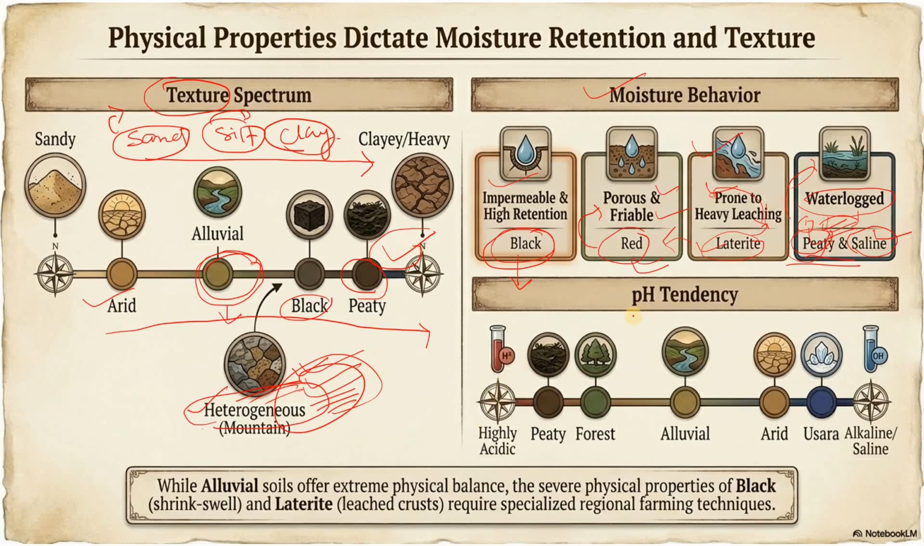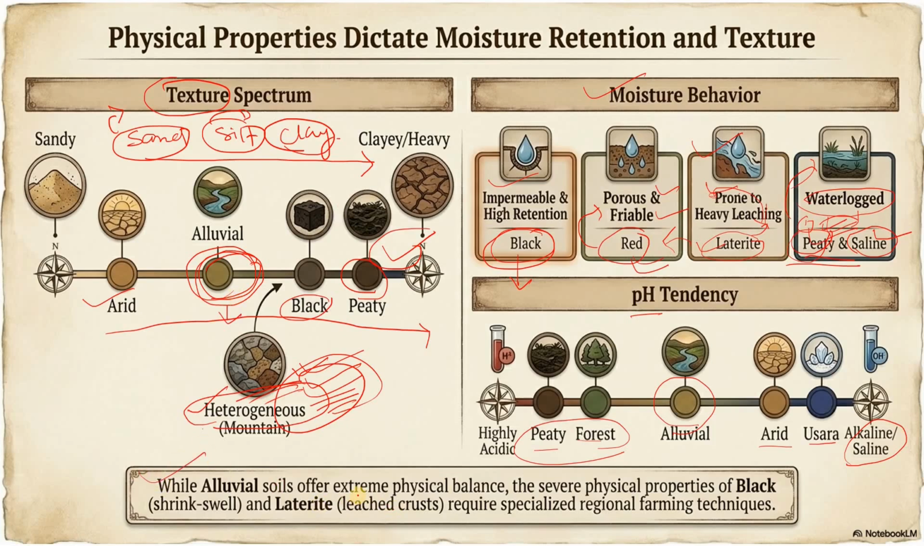Now we will see the pH tendency of the soils. The peaty soil and forest soil are very high in acidity, or acidic. The arid soil or Usara soil are alkaline in nature, they are saline in nature. And alluvial soil comes in the middle of all this. Here also alluvial soil comes in the middle. So these are the chemical and physical properties of soil.